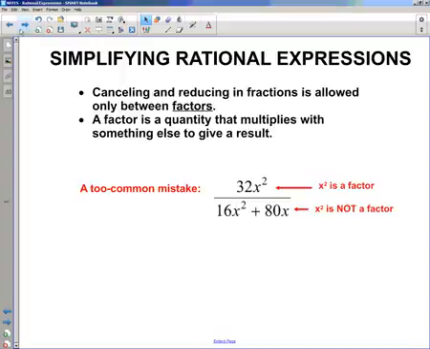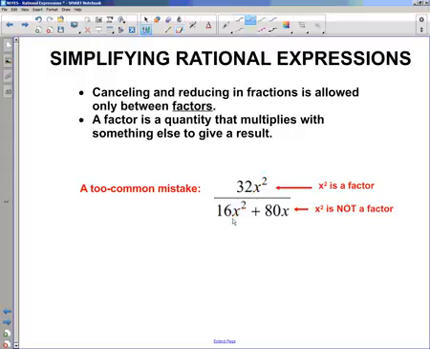Okay, in this first video in our series on rational expressions, we're going to focus on simplifying. Basically, we need to be able to reduce and simplify inside of rational expressions. And there's a very common error that comes up where people will want to cancel when it's not appropriate. So looking at this first problem here, a lot of times I'll see people want to cancel those x squareds because they match top and bottom.